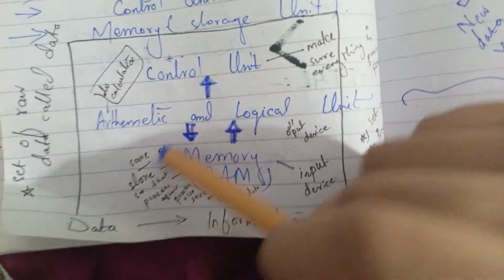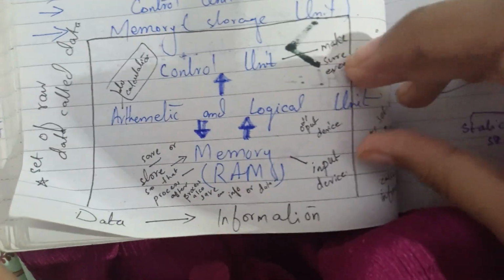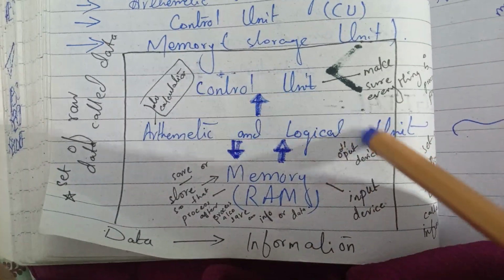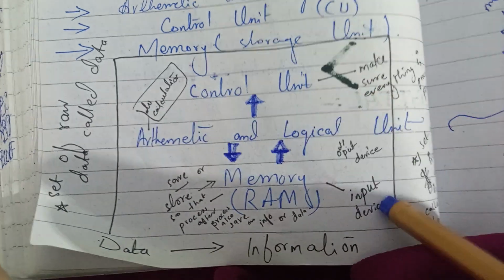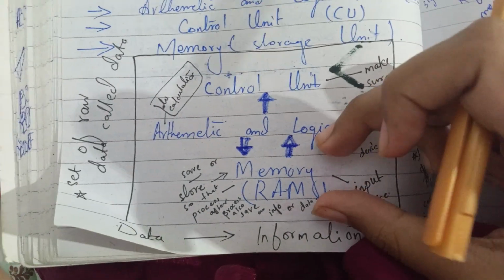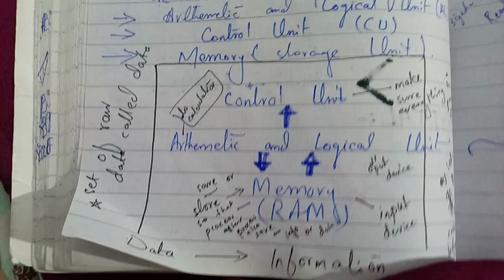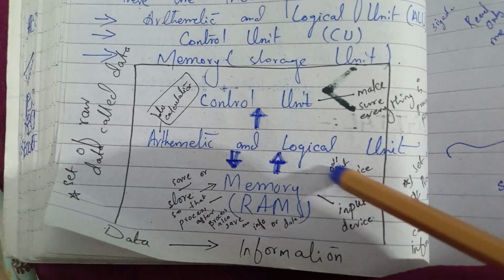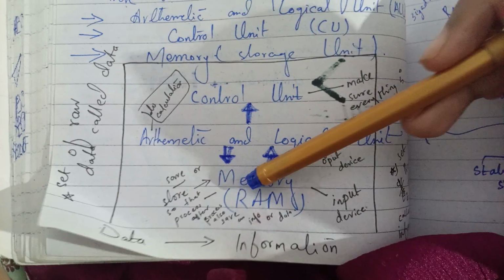Let's understand by a flow chart. Here I have drawn a flow chart. First of all, you input something in the computer, for example 2 plus 5. The input will first be saved in memory. There are two kinds of memory, RAM and ROM. But here in the CPU we have RAM, random access memory.